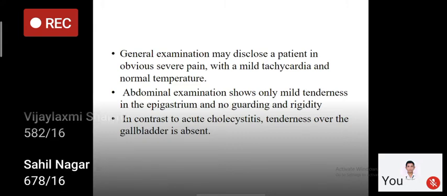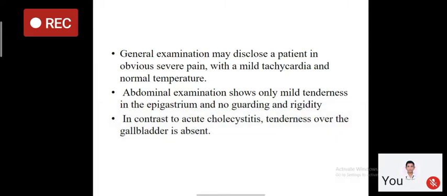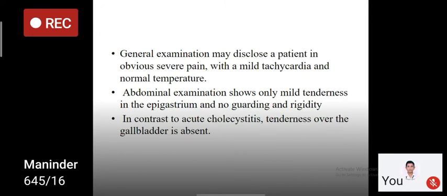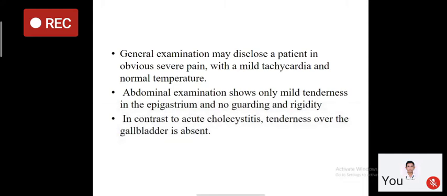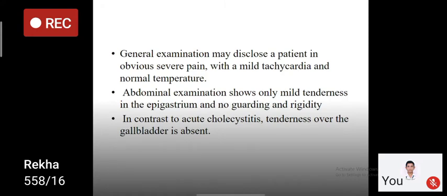And how can you differentiate between acute cholecystitis and biliary colic? This is based upon your general physical examination. On general physical examination, a patient with biliary colic will have only slight tachycardia and the patient will be afebrile. Whereas a patient of acute cholecystitis will have severe tachycardia and the patient is usually febrile.